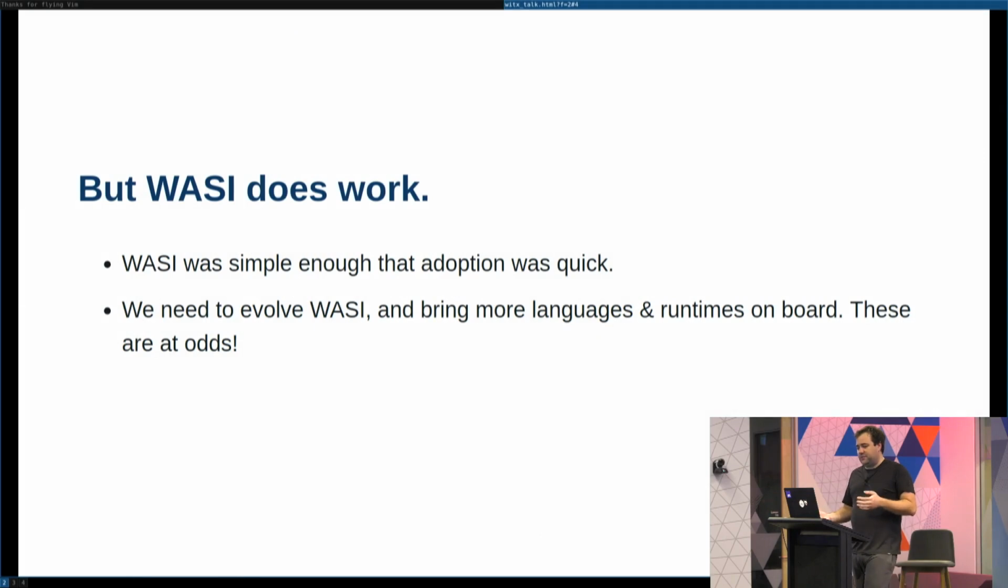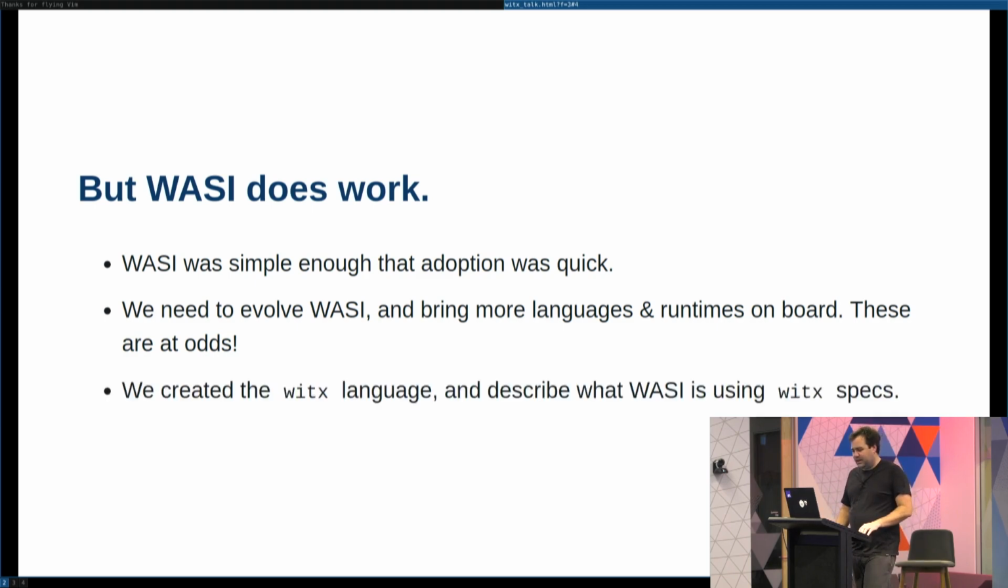The thing about adoption is we also need to evolve WASI, which means constantly changing it, and we of course want to continue adoption and get other languages that are coming to WebAssembly on board and other runtimes on board. Those two are at odds, right? You can't adopt something that's changing quickly very easily. So we came up with a computer-readable way to describe this interface. We call it WitX, W-I-T-X, and that stands for WebAssembly Interface Types with Extensions.